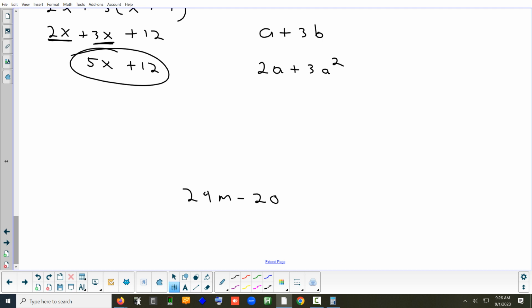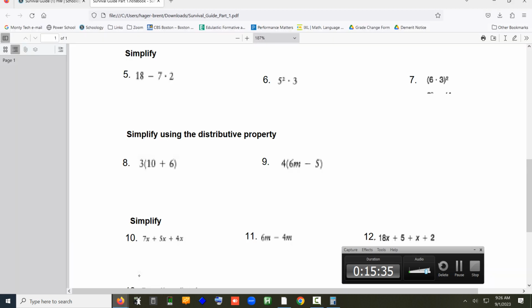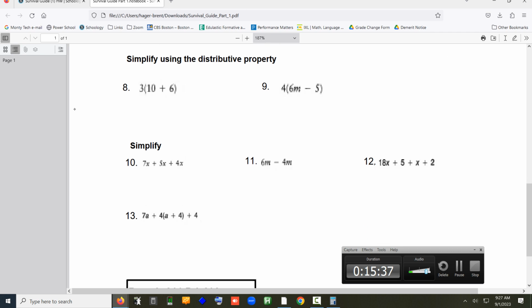Normally I'd let you do it, but we gotta pause because we have to head down to the assembly in a minute. So if you did not finish questions 10, 11, 12, and 13, just make sure you finish those for next time, and I'll check what you did on those. We'll go over them, and then we'll do the survival guide part 2 next academic Monday.